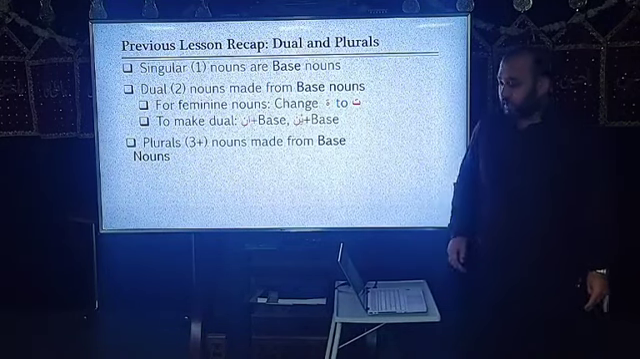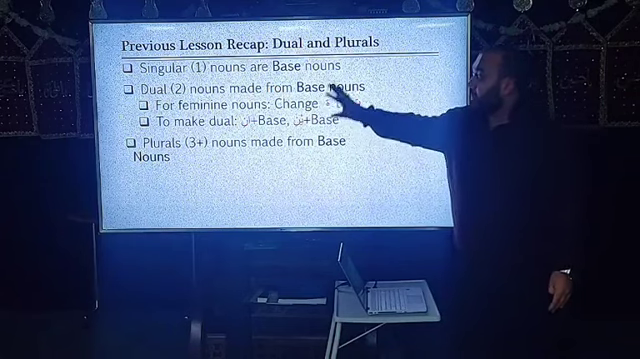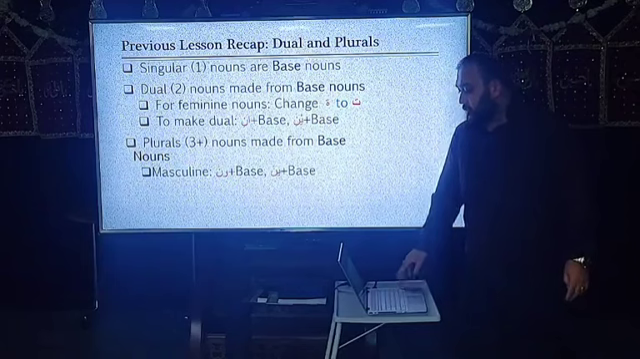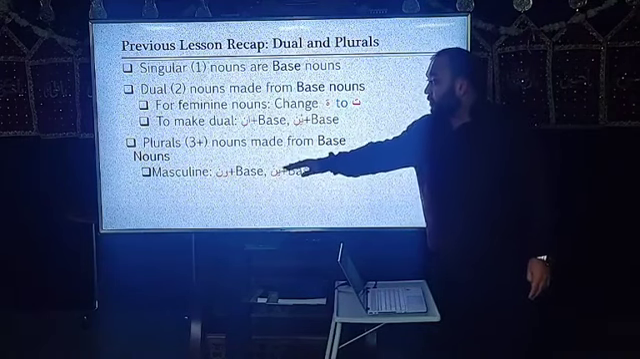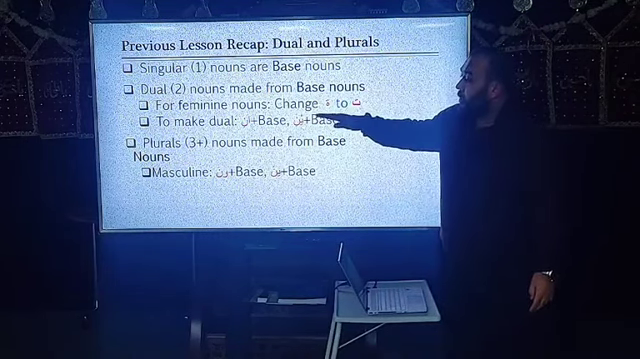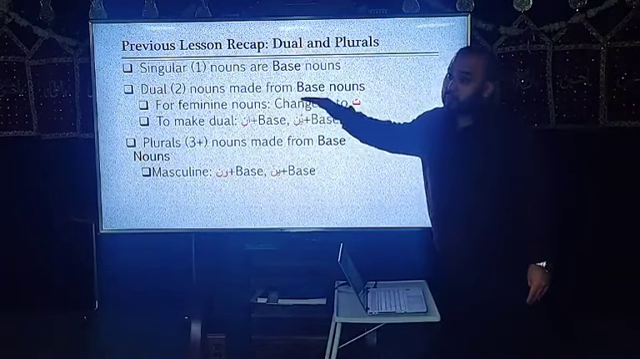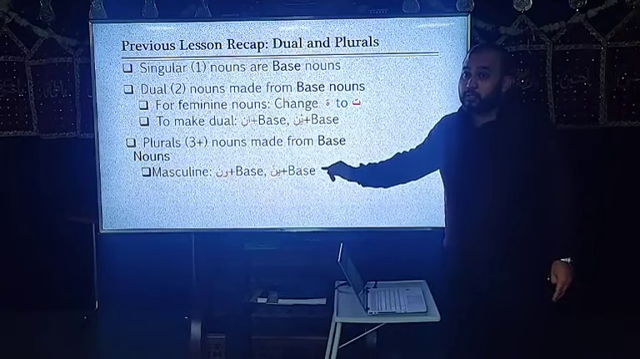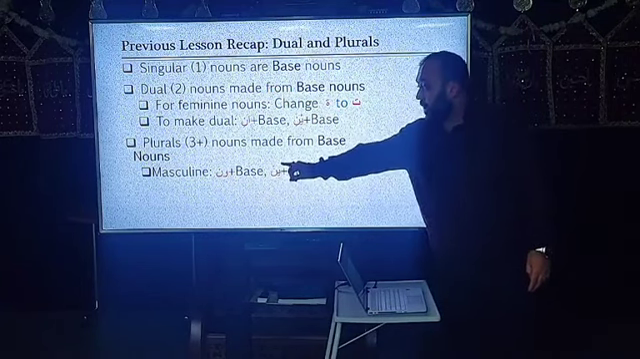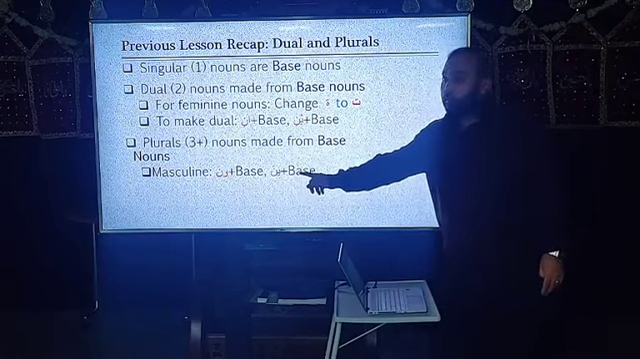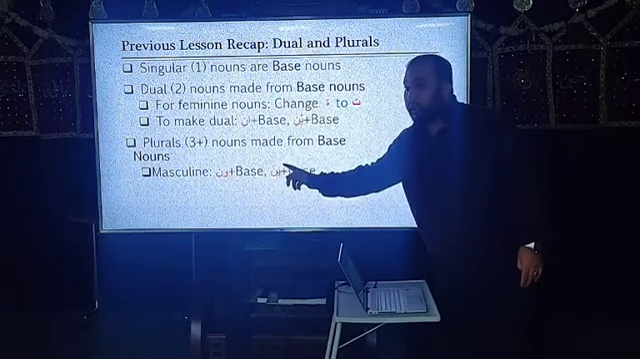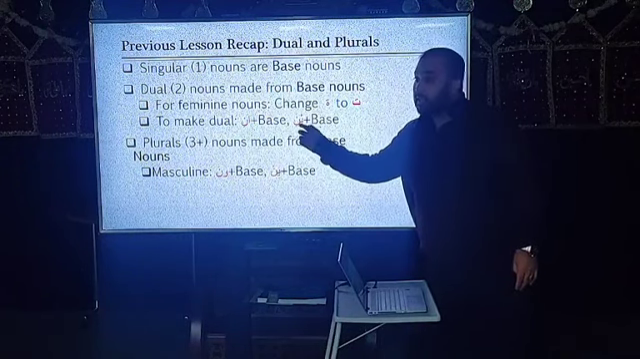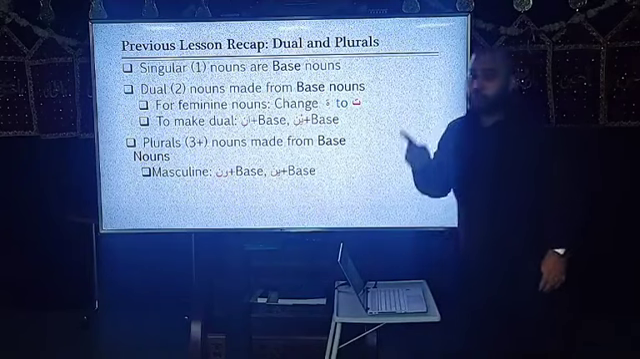And then for plurals, we discussed that the noun again is made from the base noun. So the base is our original form that we look at, and then we add the rules. If it is masculine, this one differs. So for dual, the feminine and masculine have the same rule. You just change the ta, that's one small condition. But for plurals, the nouns differ. If you have a masculine, you either add waw and noon or ya and noon. And the noon here now has a fatha. So this one has a kasra underneath, and this one has a fatha on top.